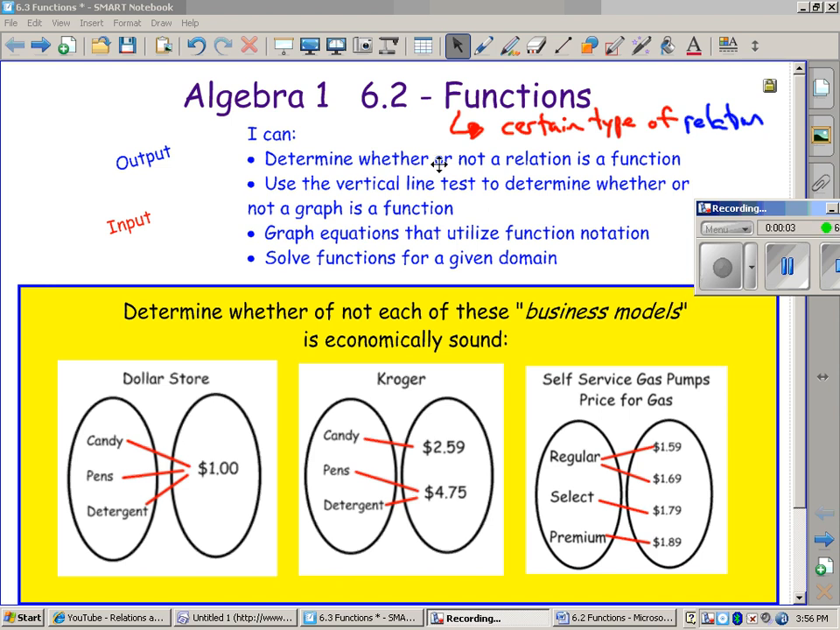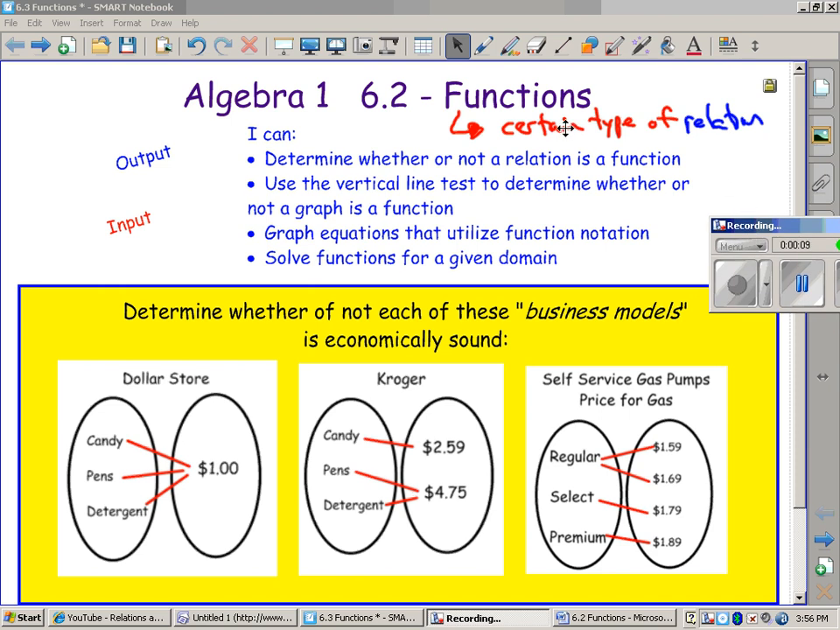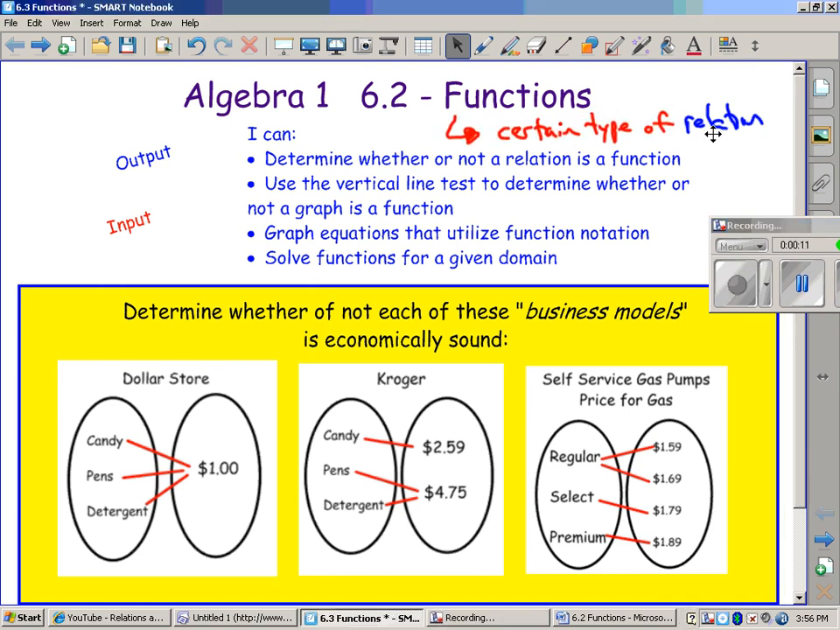Okay, today we're going to look at functions and trying to determine if something is a function or isn't a function. I have a very loose definition of function right here, and we'll tighten up that definition in a moment. Right now, I just want you to know that a function is a certain type of relation. It is a specific name that we give to certain groups of ordered pairs.